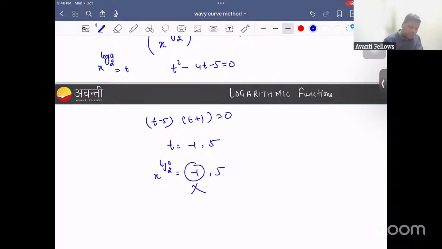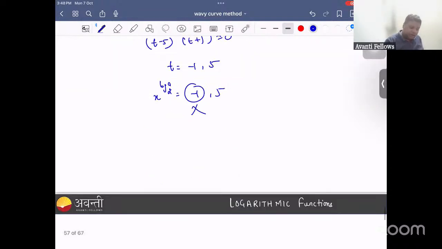Now this cannot be minus 1. It is an exponential function, a power function, so it cannot be minus 1. So that means x to the power log a base 2 is 5. So x will be what? 5 to the power log 2 base a. That is reciprocal of log a base 5. Got it?